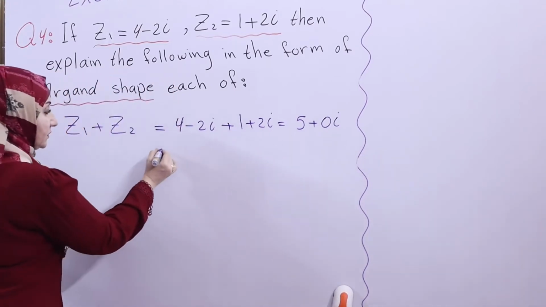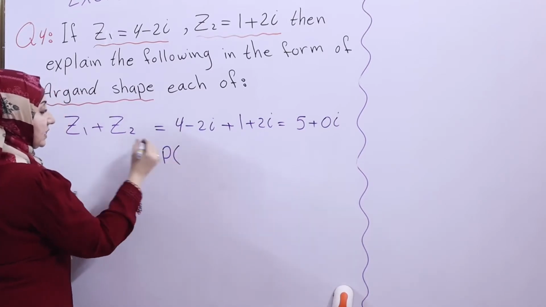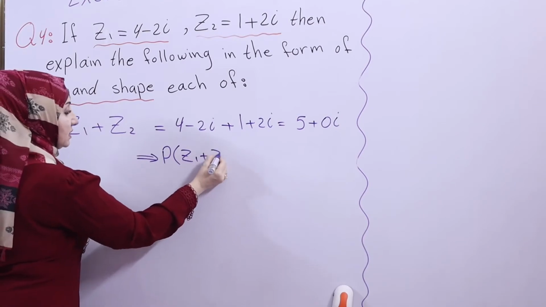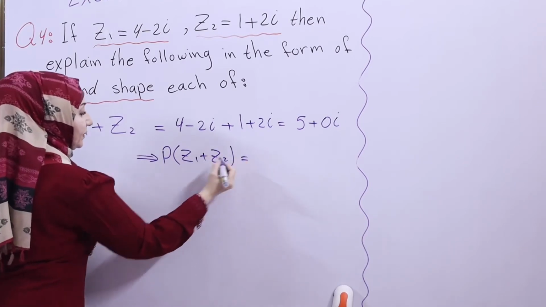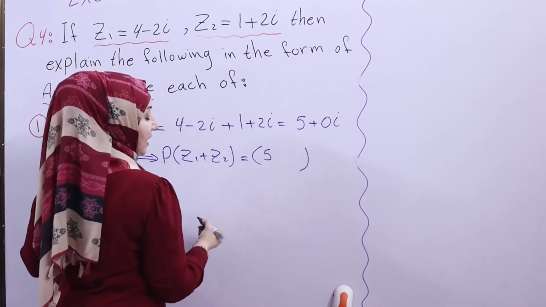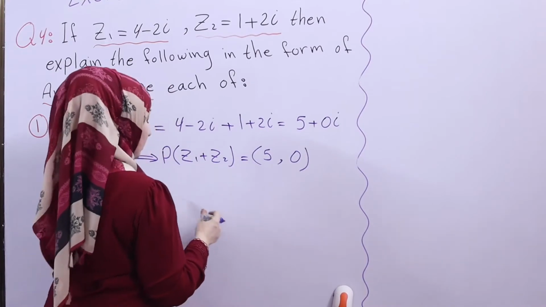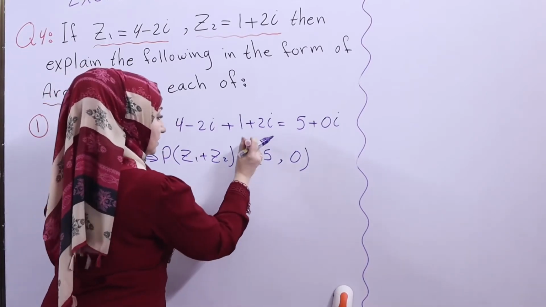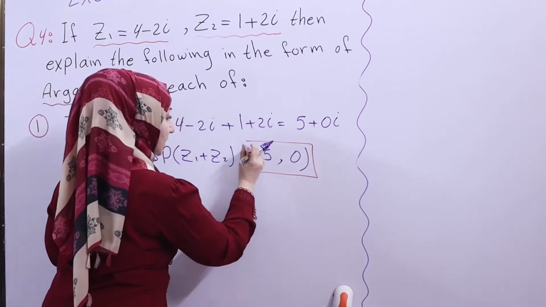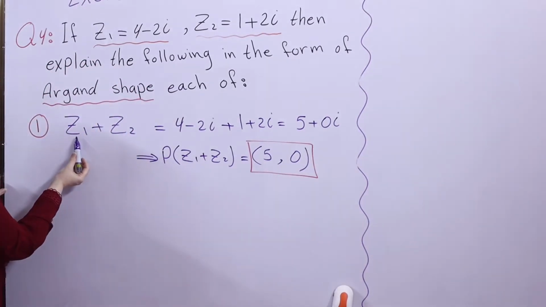So that means the point which represents Z1 plus Z2 will be the order pair. The real part will be the x coordinate and the imaginary part will be the y coordinate. So this is the first order pair we get. Now I want to represent the argand shape for Z1 and the argand shape for Z2.